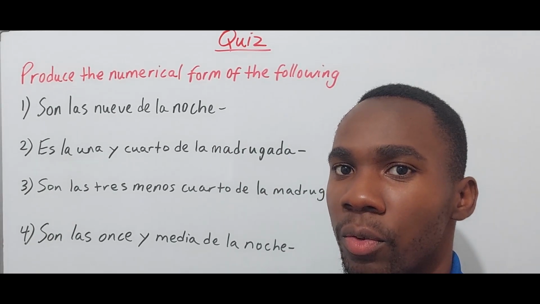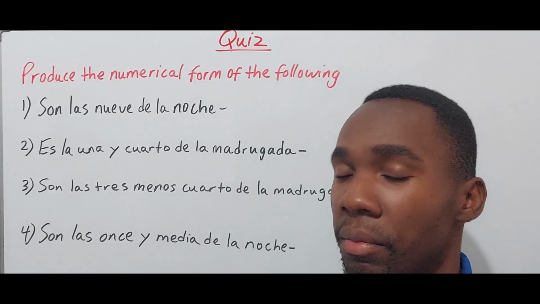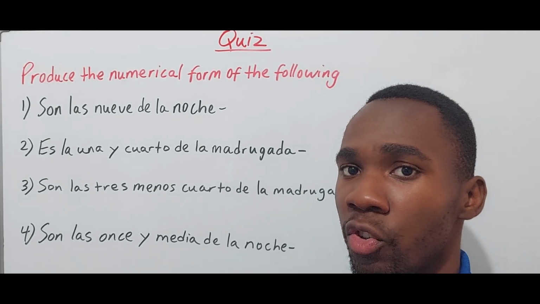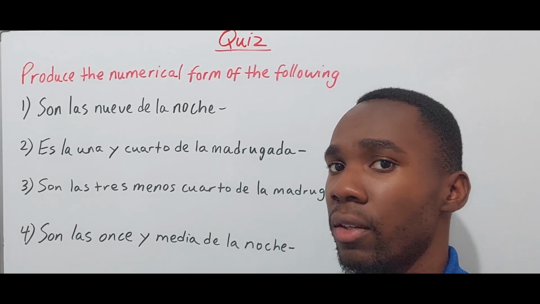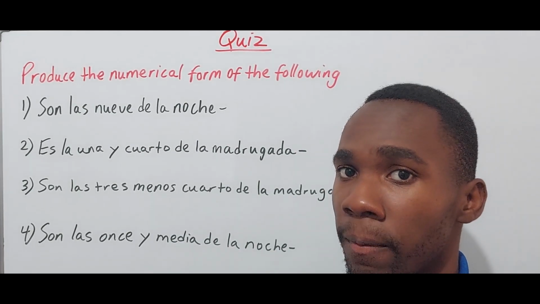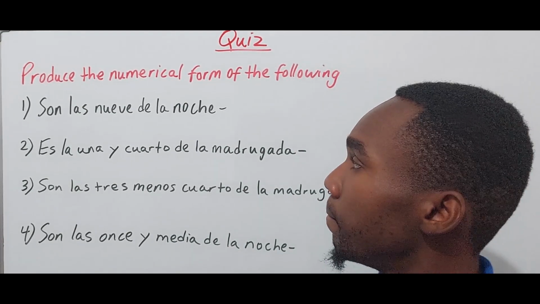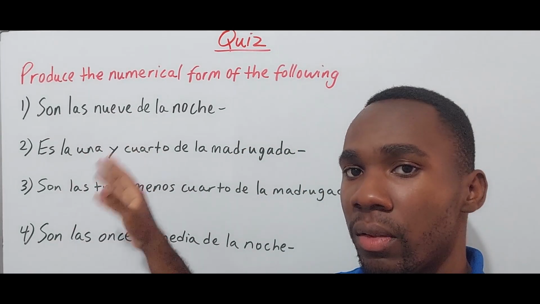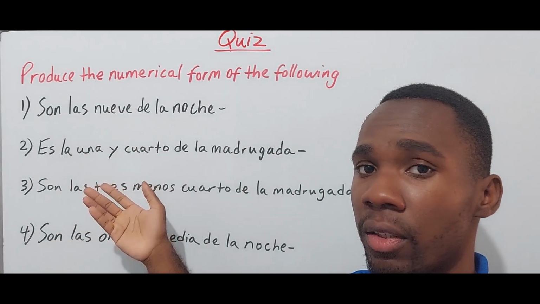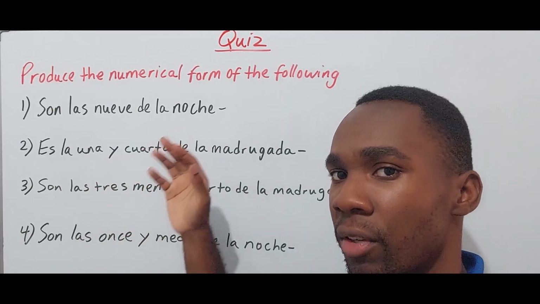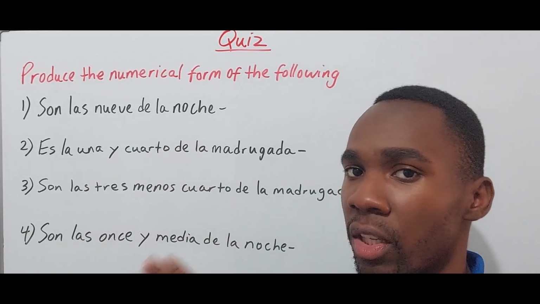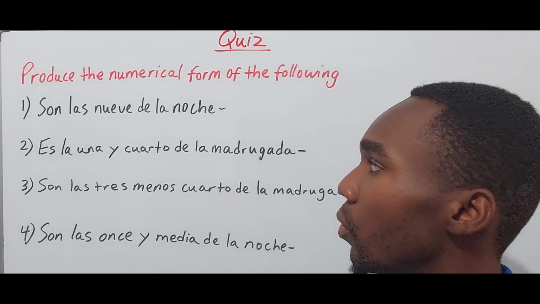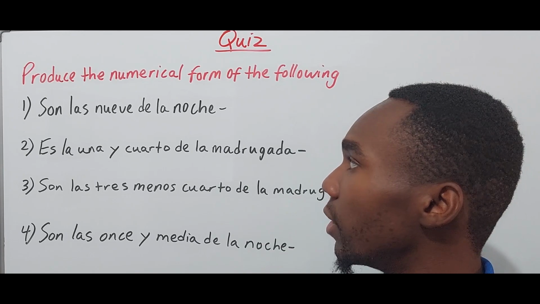So we move on to the first quiz, and I actually forgot to mention that there will be 2 quizzes. The first quiz will require you to write the numerical form, and the second quiz will require you to write the Spanish, right? So produce the numerical form of the following. Don't worry about the verb ser. We know ser means it is, so you don't have to actually write it is whatever time. Just write the numerical form, right? For this exercise, okay?